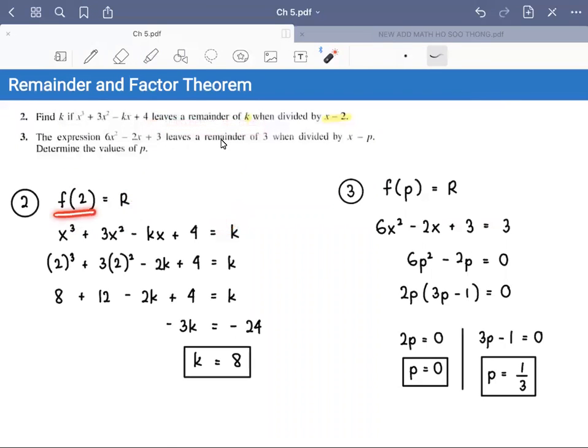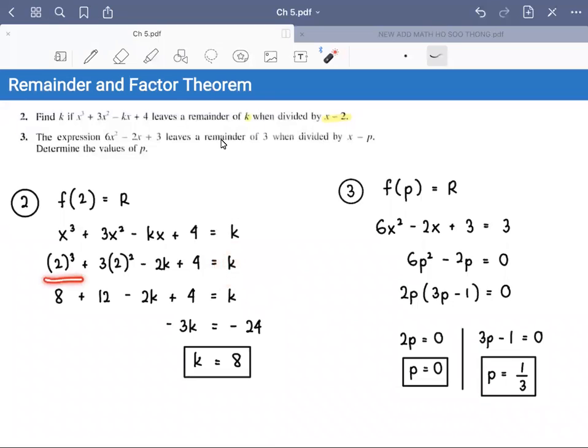And then this function here will be substituted to this expression here. So that's the expression given, right? So what do we need to do next? Once you have this expression equals k, you just need to substitute 2 to the x terms, and then you'll have this equals k. Again, this is equal to k because k is your remainder.